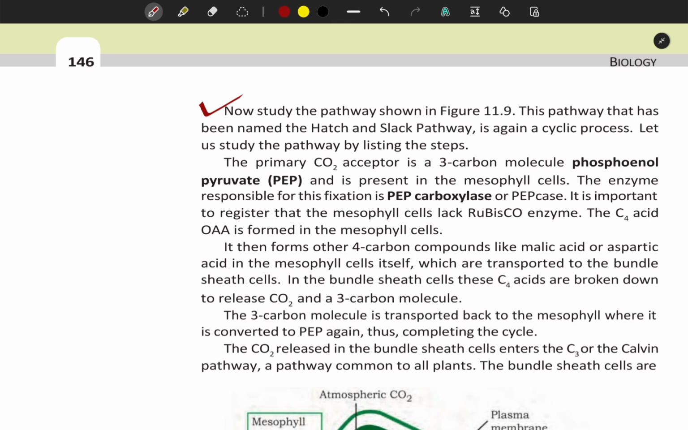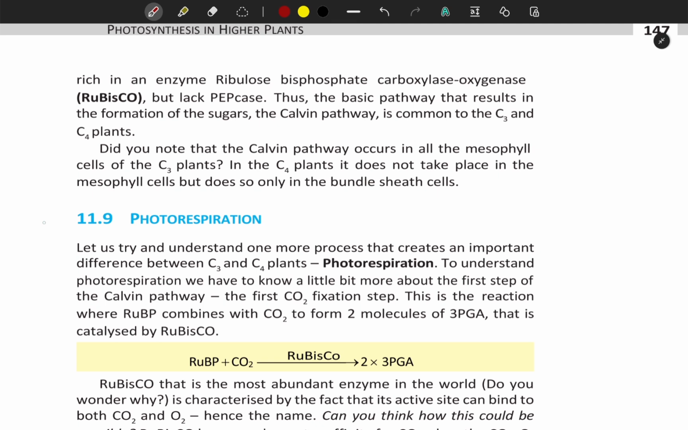The 3-carbon molecule is transported back to the mesophyll where it is converted to PEP again, thus completing the cycle. The CO2 released in the bundle sheath cells enters the C3 or the Calvin pathway, a pathway common to all plants. The bundle sheath cells are rich in the enzyme ribulose bisphosphate carboxylase oxygenase, Rubisco, but lack PEPCase. Thus, the basic pathway that results in the formation of the sugar, the Calvin pathway, is common to the C3 and C4 plants.